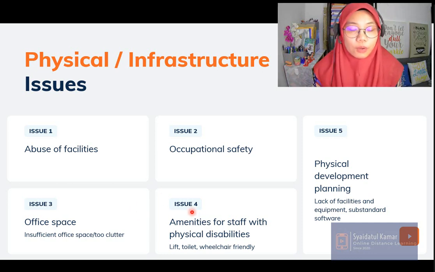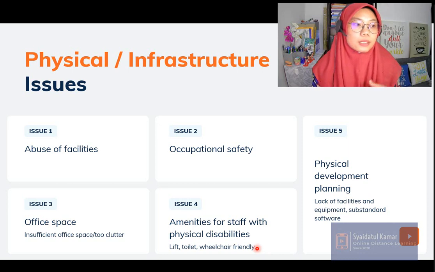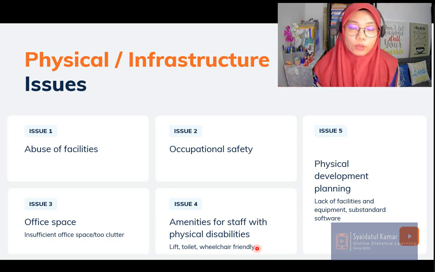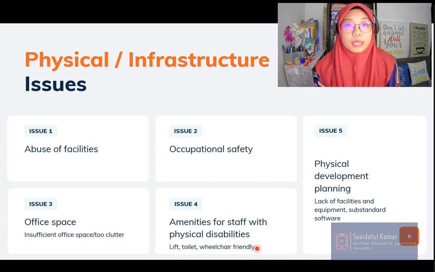Okay, so issue number 4, amenities for staff with physical disabilities. For example, if a person has physical disabilities, does the organization, the office, prepare an elevator or lift that is suitable for disabled people? The toilet, is there any special toilet for the disabled, or is it wheelchair friendly? Does the office have any ramp that is wheelchair friendly? What about the parking lot? Do they have parking lots specifically designed and assigned for people with physical disability? Alright.